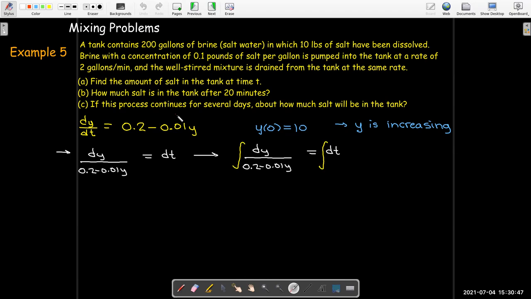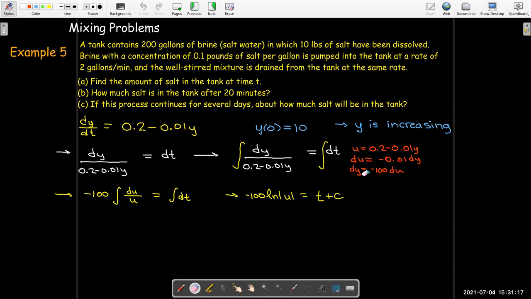Now integrate both sides. On the left-hand side, I'm going to need to make a u substitution. I let u equal the entire denominator. And then when I write the integral in terms of u, I'll have negative 100 du over u. Now the right-hand side is very similar, just the integral of dt. And so taking the antiderivative, I have negative 100 natural log of the absolute value of u. It's very important that we remember that the antiderivative of du over u is the natural log of the absolute value of u. And the right-hand side, I just get t plus my constant of integration.